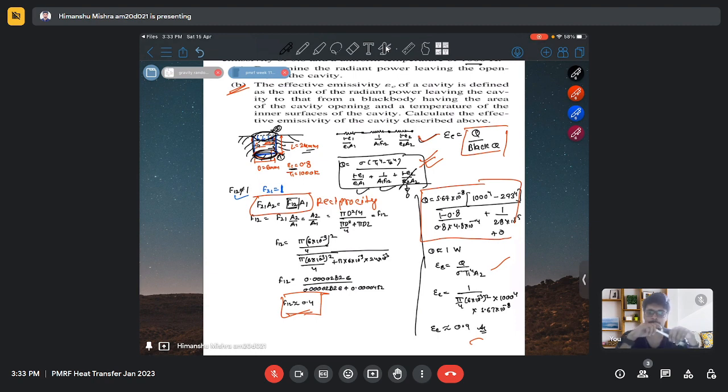One is concave and one is plane. So F11 is not zero, but we don't need F11 at all in this question. We just need to find F12. We know that F21 is 1, so we can use the reciprocity theorem to convert F21 into F12, and F12 is what is needed to solve this question. So we don't need to bother about F11.